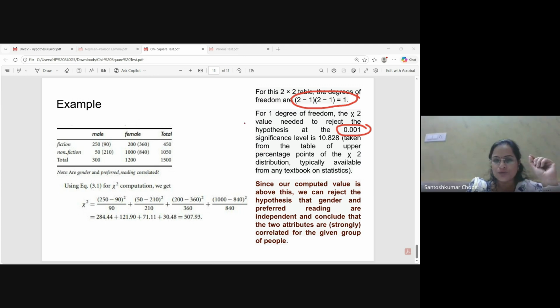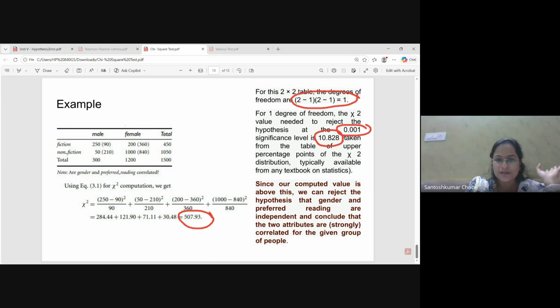So the value through the chi-square table test I got as 10.828. And over here through the test statistics, I got the value of 507.93. Correct. So the value which I received through the test statistics is much higher than the critical value at the significance level. So we can say that we reject the hypothesis that gender and preferred reading are independent. And we conclude that these two variables are strongly related for a given group of people. So that is another example of the chi-square test.